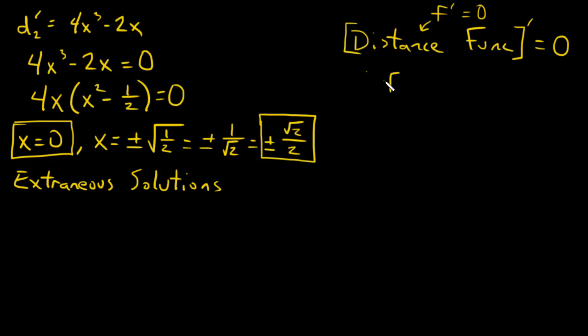If f double prime is negative, so less than 0, it means I have something that is concave down. This is a max. If I have f double prime greater than 0, that means that it is concave up. And that means it is a min.